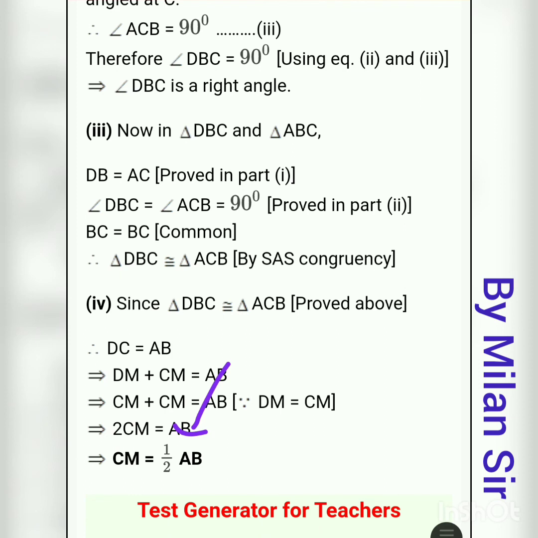Again, from this congruency criteria we can write DC is equal to AB. Now DC means what? DM plus CM, and it is already given that DM and CM both are equal. So in place of DM write down CM. So CM plus CM, 2CM is equal to AB, and transfer this 2 to the right hand side. So CM is equal to half of AB.